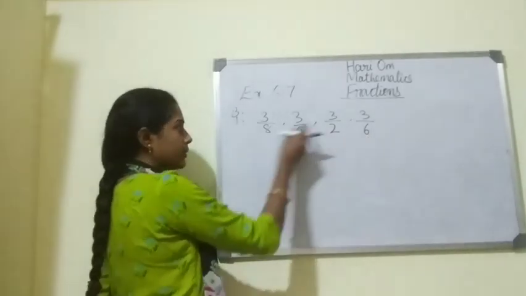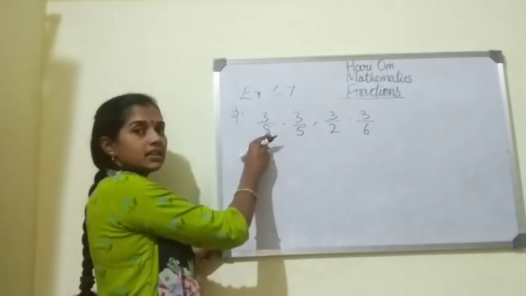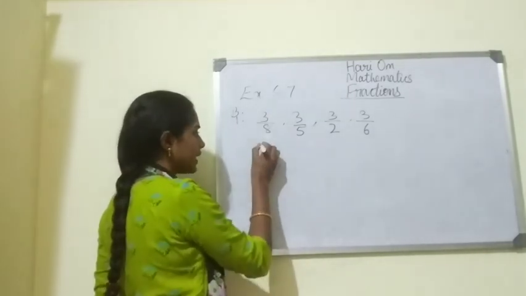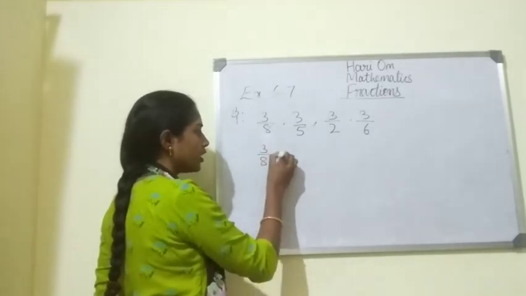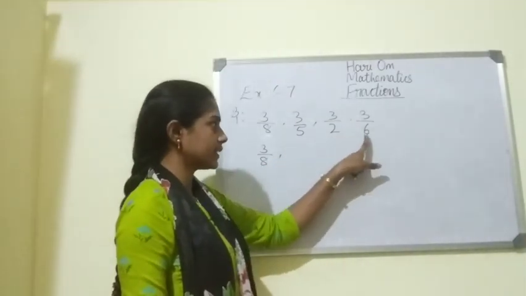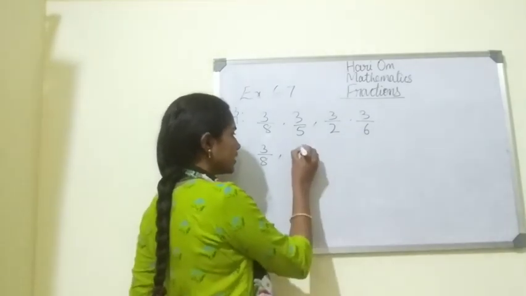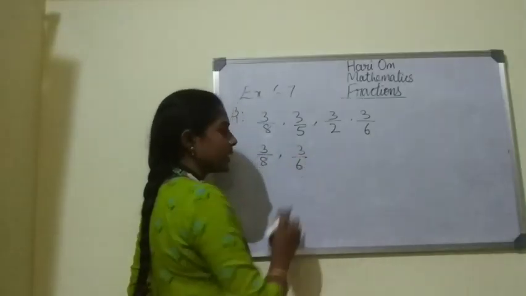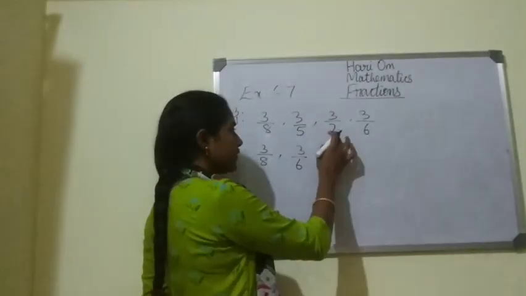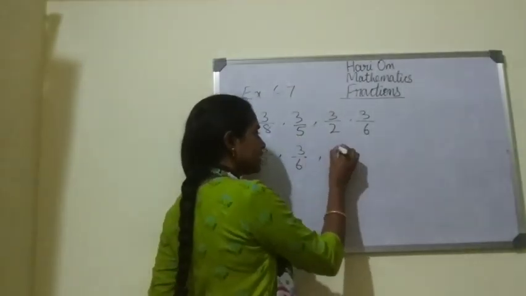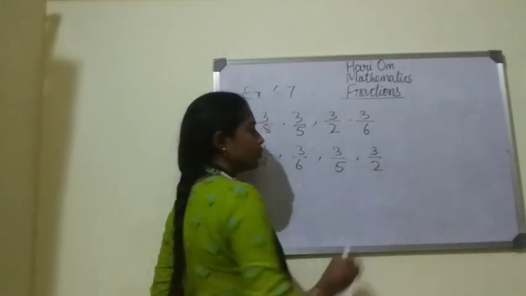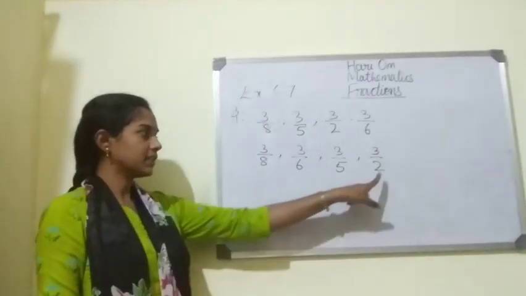Which is the greatest number? 8. So this is the smallest fraction. So 3 by 8 is the smallest fraction. Then we have 5, 2 and 6. 6 is the next smallest. So 3 by 6 is the next smallest fraction. Then we have 5 and 2. The next one is 3 by 5 and then 3 by 2 is the greatest fraction.